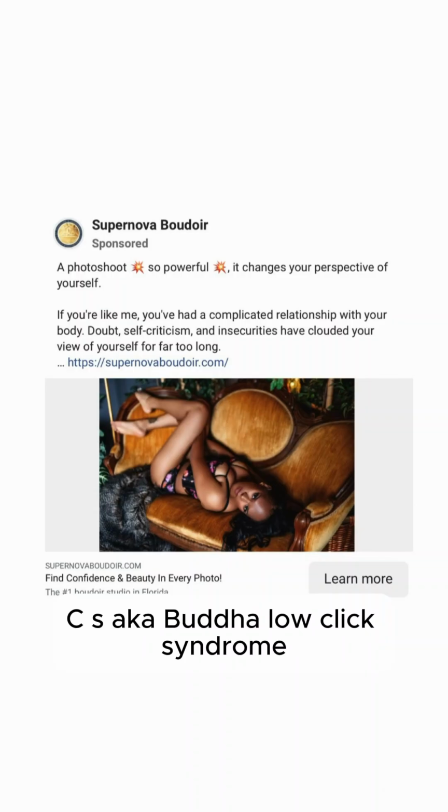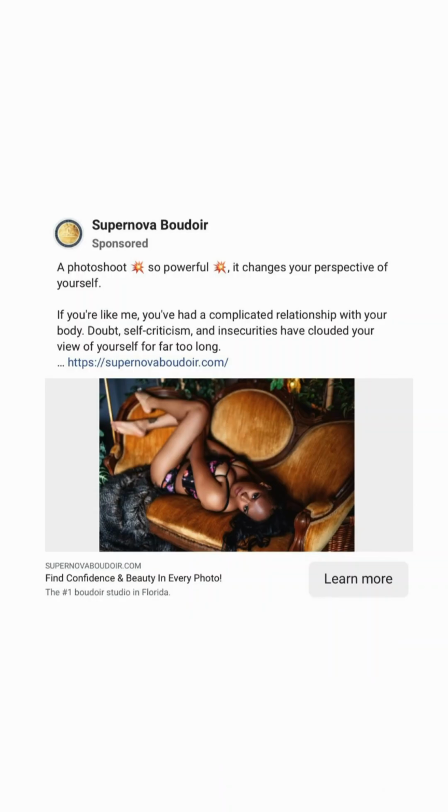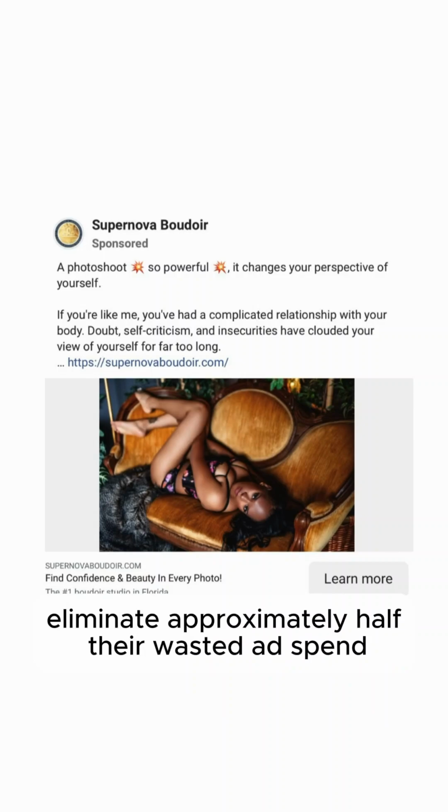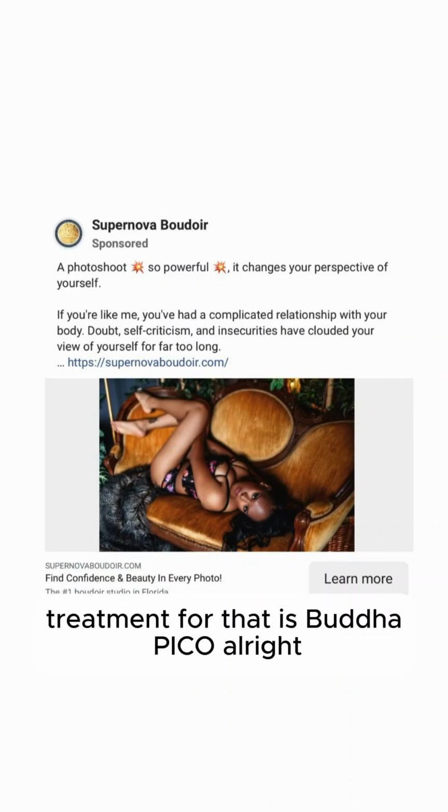From what I'm seeing here, I do believe this Boudoir Facebook ad has BLCS, aka Boudoir low click syndrome, and they want to eliminate approximately half of their wasted ad spend. Treatment for that is Boudoir Pico.